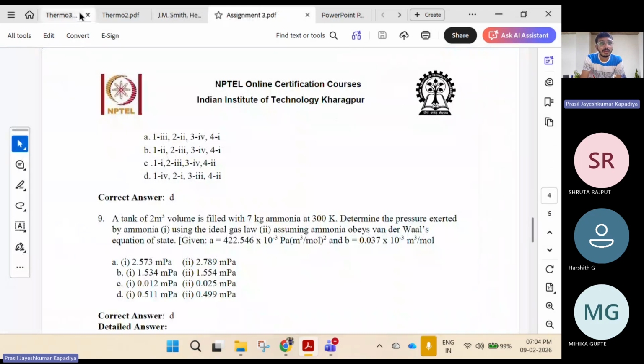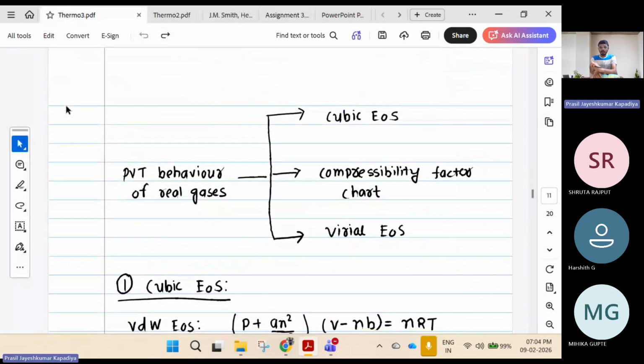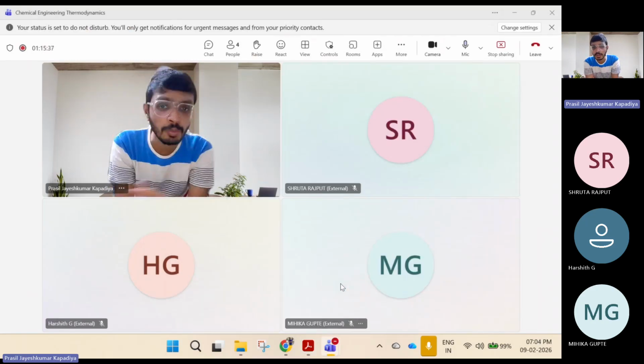Now, a very important thing: how can we study the PVT behavior of real gases? There are three ways. One is the cubic equation of state, another is the compressibility factor chart, and the third one is the virial equation of state. So what does cubic equation of state mean? Can anyone tell me? My equation is cubic.